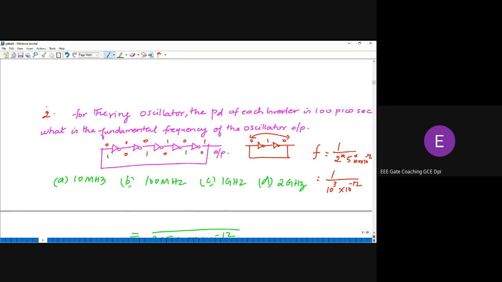So 1 into 10 power 9 hertz. So what is 10 power 9 hertz? 10 power 9 hertz is nothing but 1 gigahertz.